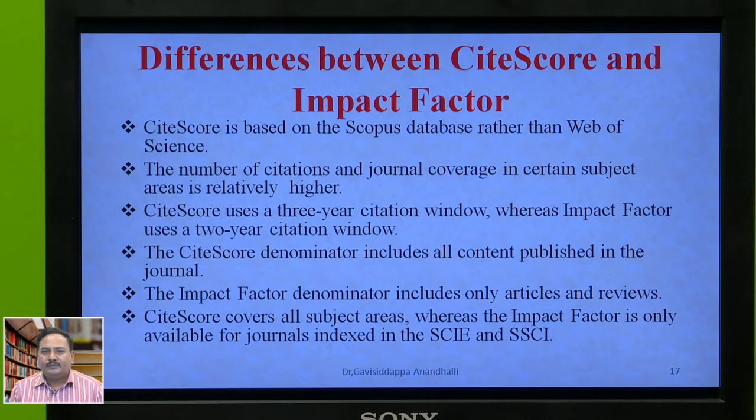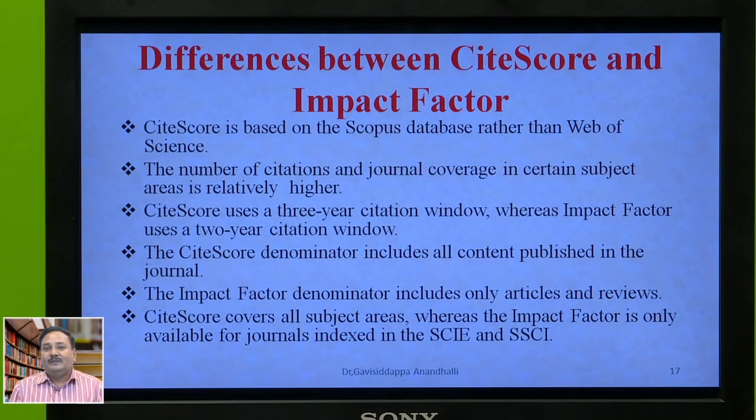As I told, the impact factor is officially calculated by Web of Science, and CiteScore is calculated by the Scopus database. CiteScore is based on the Scopus database, and impact factor is based on the Web of Science database. The number of citations and journal coverage in certain subject areas are relatively higher when compared to the impact factor. CiteScore uses the 3-year citation window.